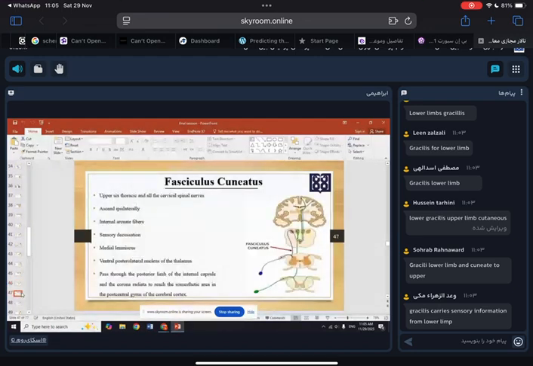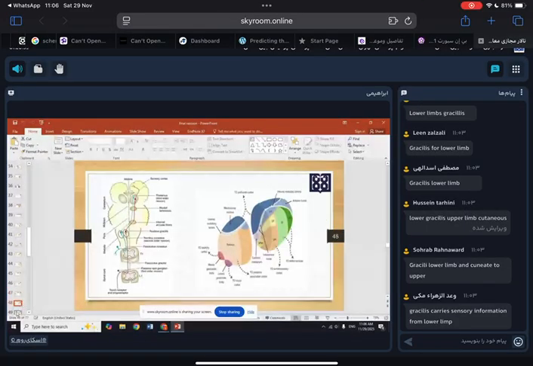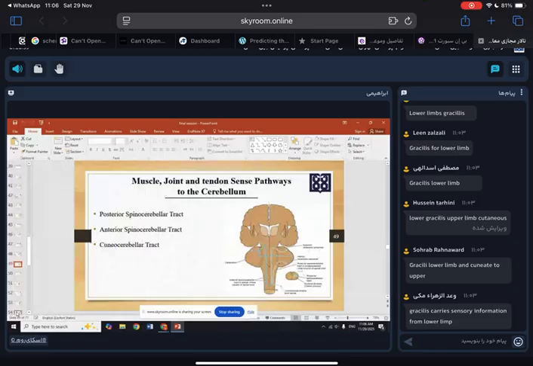The next one, cuneatus, is the same, but the difference is the origination. It is related to the upper limb, and the gracilis is related to the lower limb. So it arises from the upper 6 thoracic and all of the cervical spinal nerves. It ascends ipsilaterally. They are all the same between gracilis and cuneatus. I told you, I pass. Again, this slide is repeated. Okay.